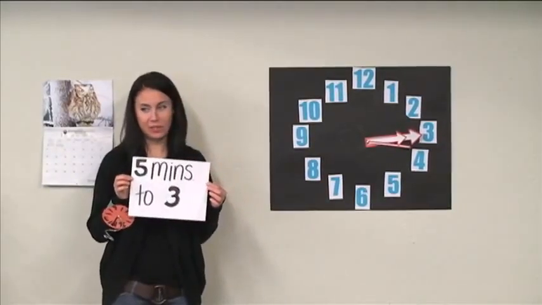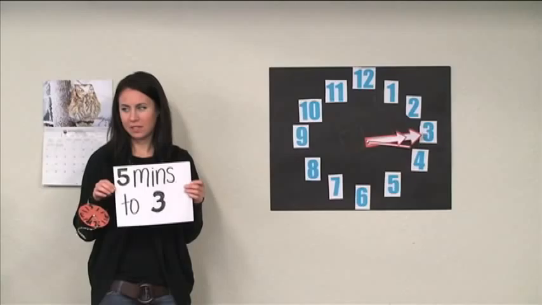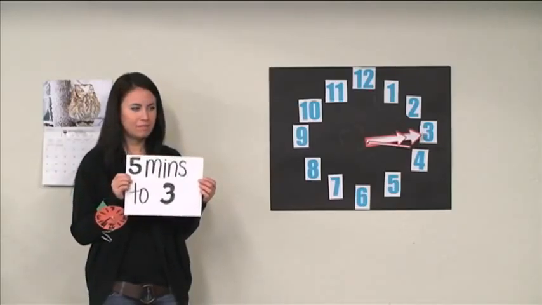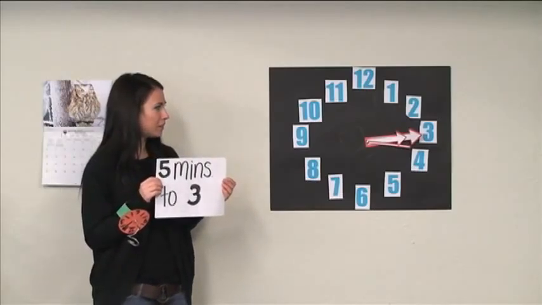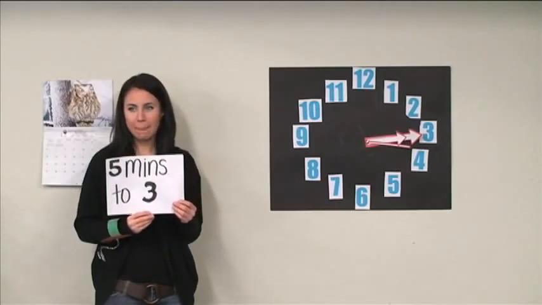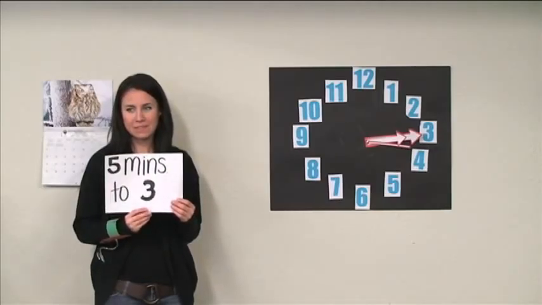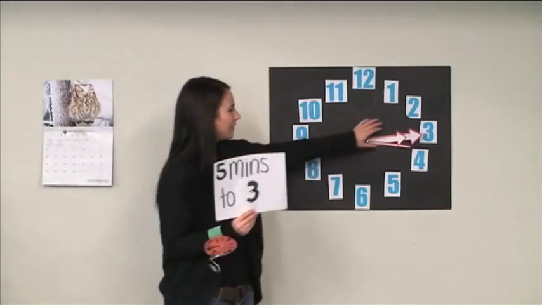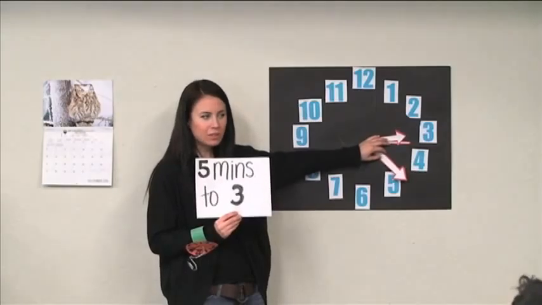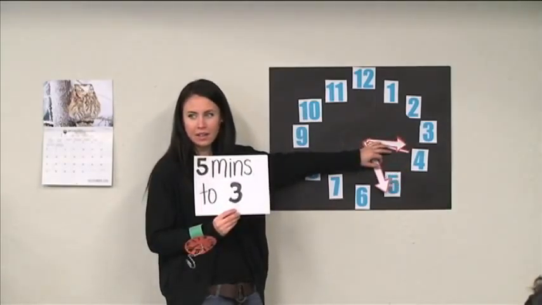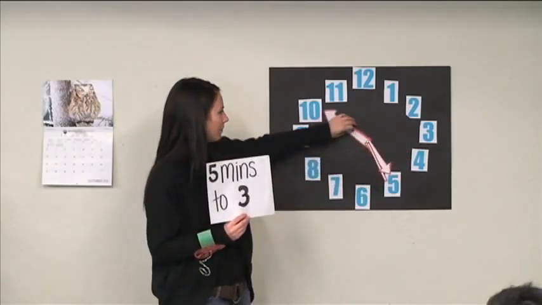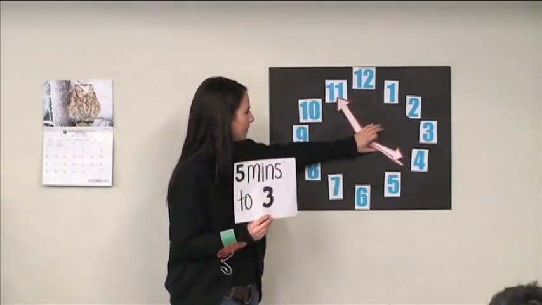Five minutes to 3. So if someone says, oh, what time is it? It's 5 minutes to 3. How do you think we could make this one? Do we need to start at the 3 o'clock hour? Yeah? So we're kind of at 3 here. So it's 5 minutes until 3 o'clock. Where should that minute hand go? The 11? Oh, this is so close.